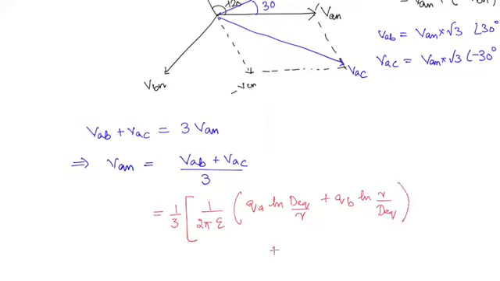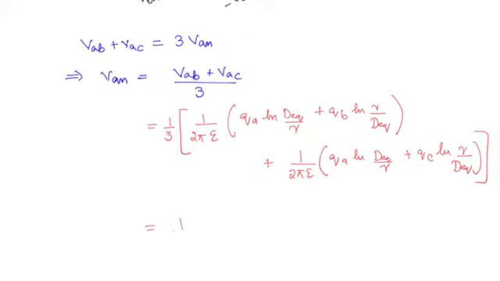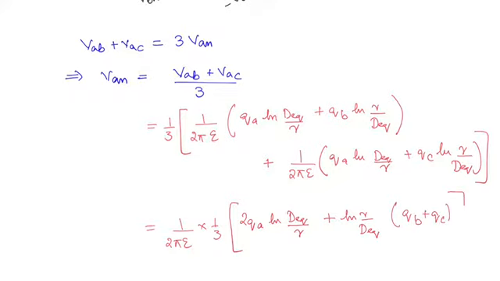And what is VAC? 1 by 2 pi epsilon, QA ln D equivalent by R plus QC ln R by D equivalent. So now you can take out 1 by 2 pi epsilon common into 1 by 3 and here you have 2 times QA ln D equivalent by R, and next you can take out ln R by D equivalent common, QB plus QC, right.